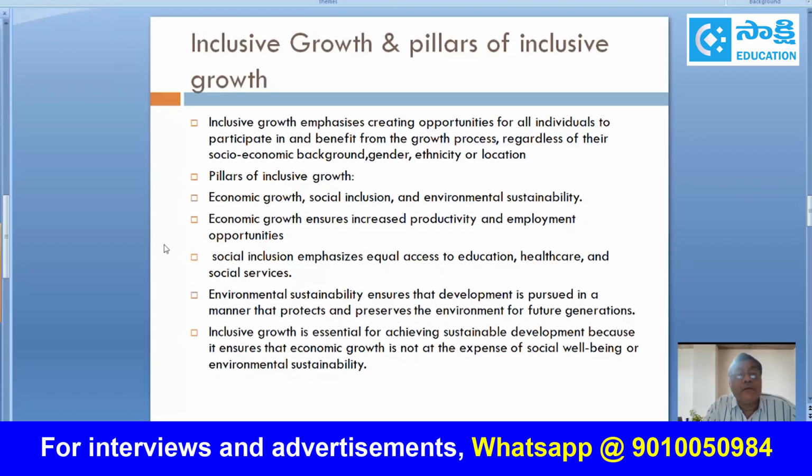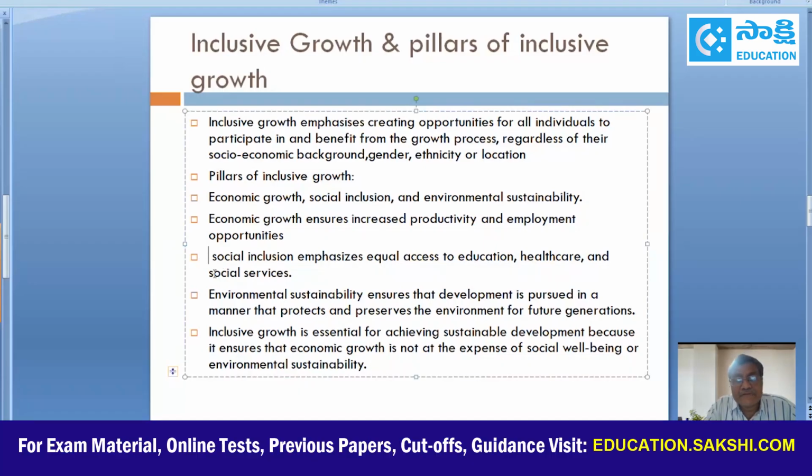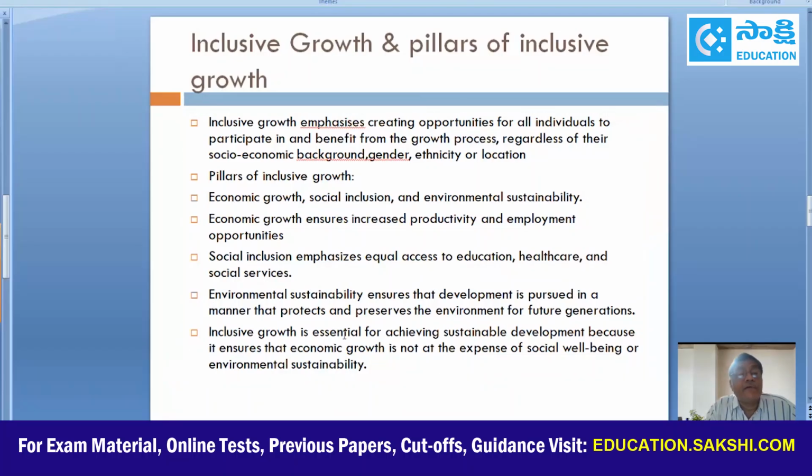sustainability. Economic growth ensures increased productivity and employment opportunities. The productivity in the system should be raised and more employment opportunities have to be created. Thereby, economic growth will be accelerated. Social inclusion emphasizes equal access to education, healthcare, and social services. Environmental sustainability ensures that development is pursued in a manner that protects and preserves the environment for future generations.